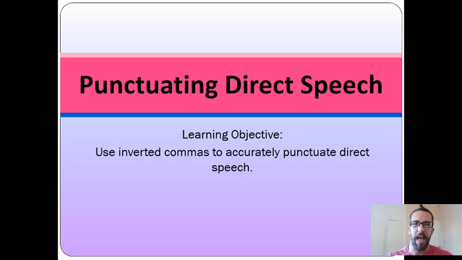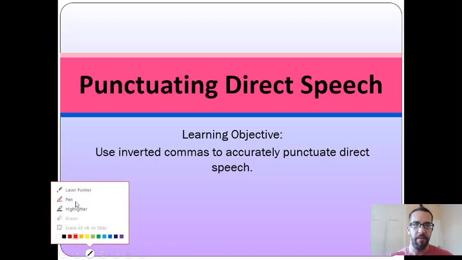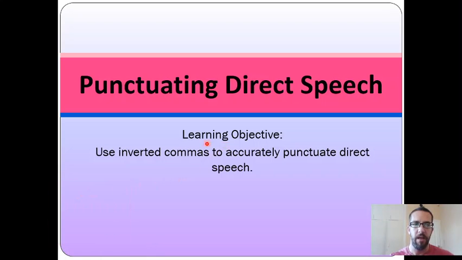We're going to be looking at how to punctuate direct speech, and our learning objective, as you can see if we bring our pen over there, is to use inverted commas to accurately punctuate direct speech.